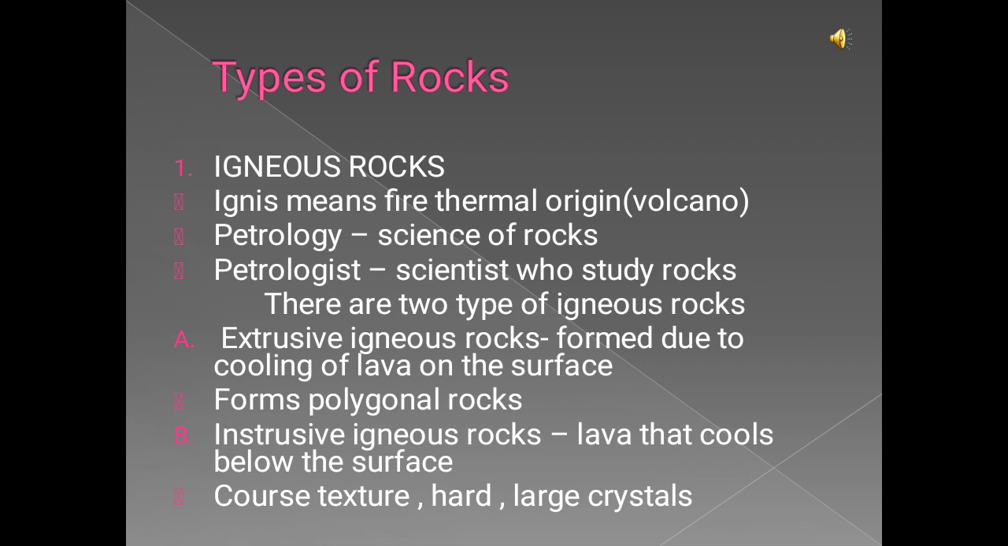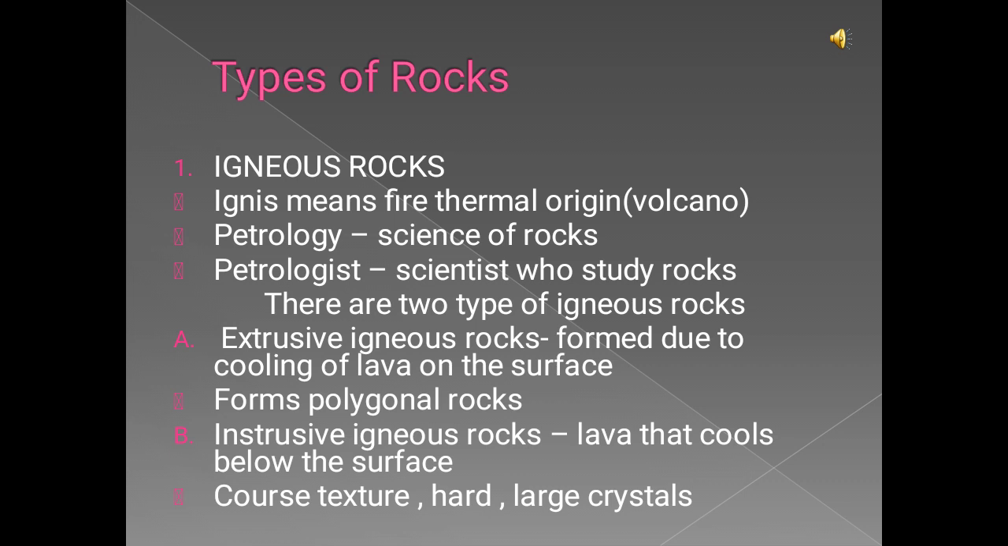Now we talk about the types of rocks. Basically there are 3 types of rocks. Firstly, igneous rocks, secondly, sedimentary rocks, and thirdly, metamorphic rocks. When we talk about igneous rocks, the word is derived from the Latin word ignis. Ignis means of thermal origin, that means fire. As all of us know, the earth at first was a hot ball of fire.